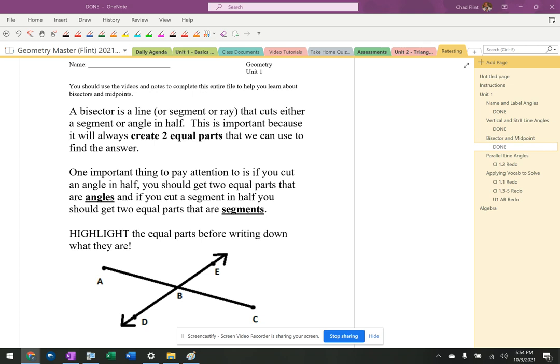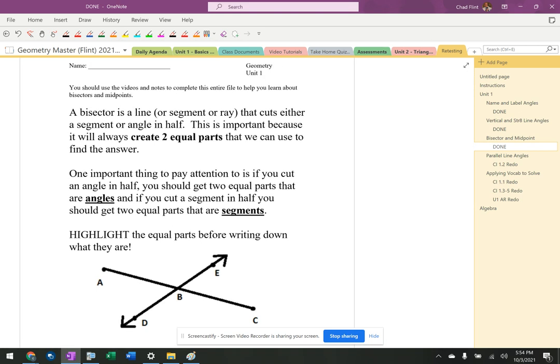All right, so a bisector is something that cuts something in half. So a bisector cuts either a segment or an angle in half. And what this does is it creates two equal parts. That's the most important thing right there. It creates two equal parts. That's what we look for because that's what we can use in our equations when we get to that point.